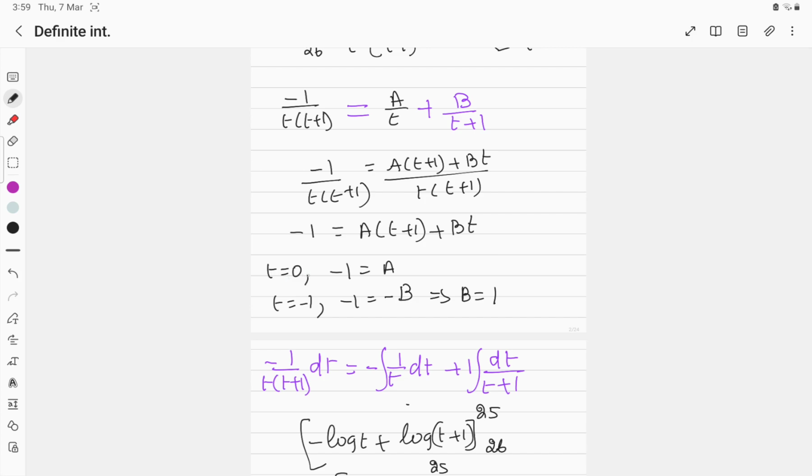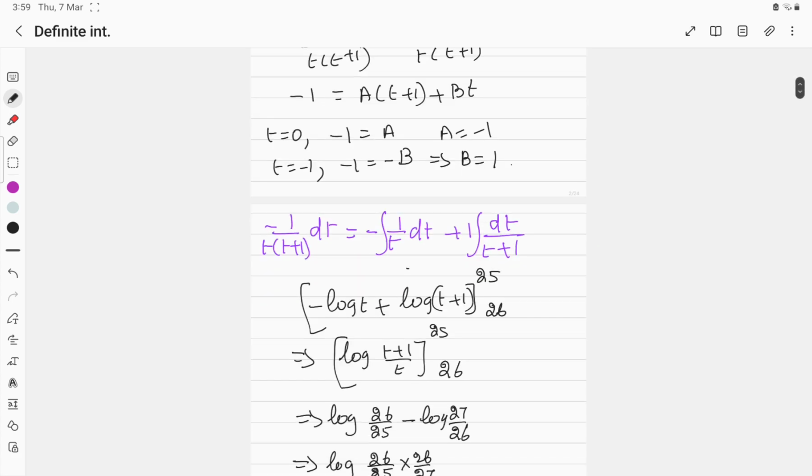Substitute t is equal to 0. We get a is equal to minus 1. If we put t is equal to minus 1, we get b is equal to 1. Therefore, minus 1 by t into t plus 1 dt becomes minus 1 integral 1 by t dt plus 1 integral dt by t plus 1.